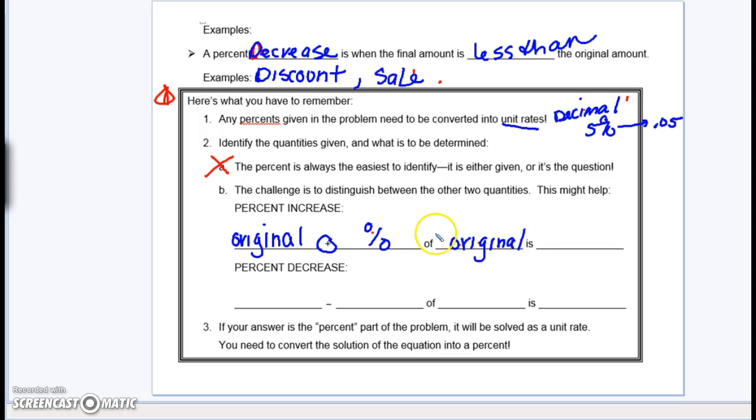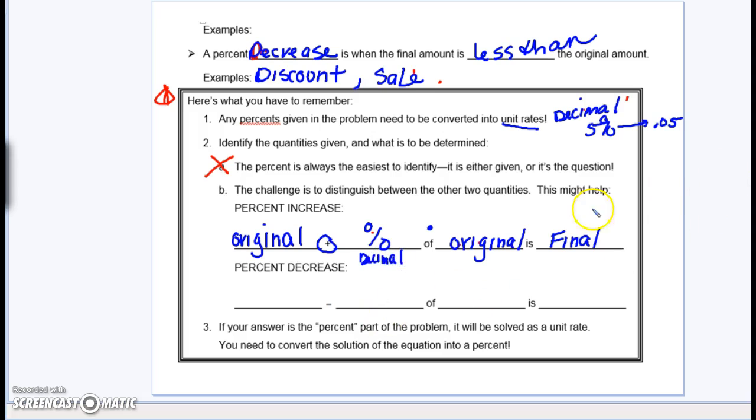Okay, remember what that word "of" means? Multiply. So the original plus the percent times the original is the final amount. And that's what we're calculating today. How much do I have to pay if I'm going to add a tip? Okay, so remember that percent needs to be written as a decimal, so make a note of that.